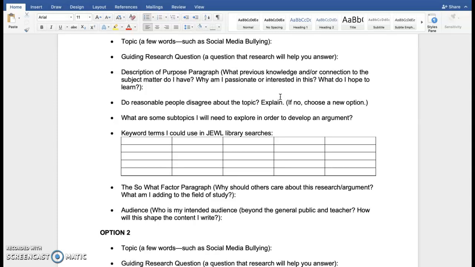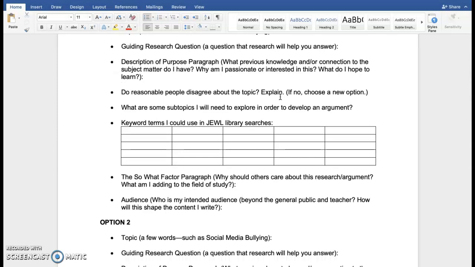So consider that. I also ask you, do reasonable people disagree about this topic? This is an argumentative paper, so you do need to have something where you're not just going the informative route here. You want to make sure you have something where you can take a stance.